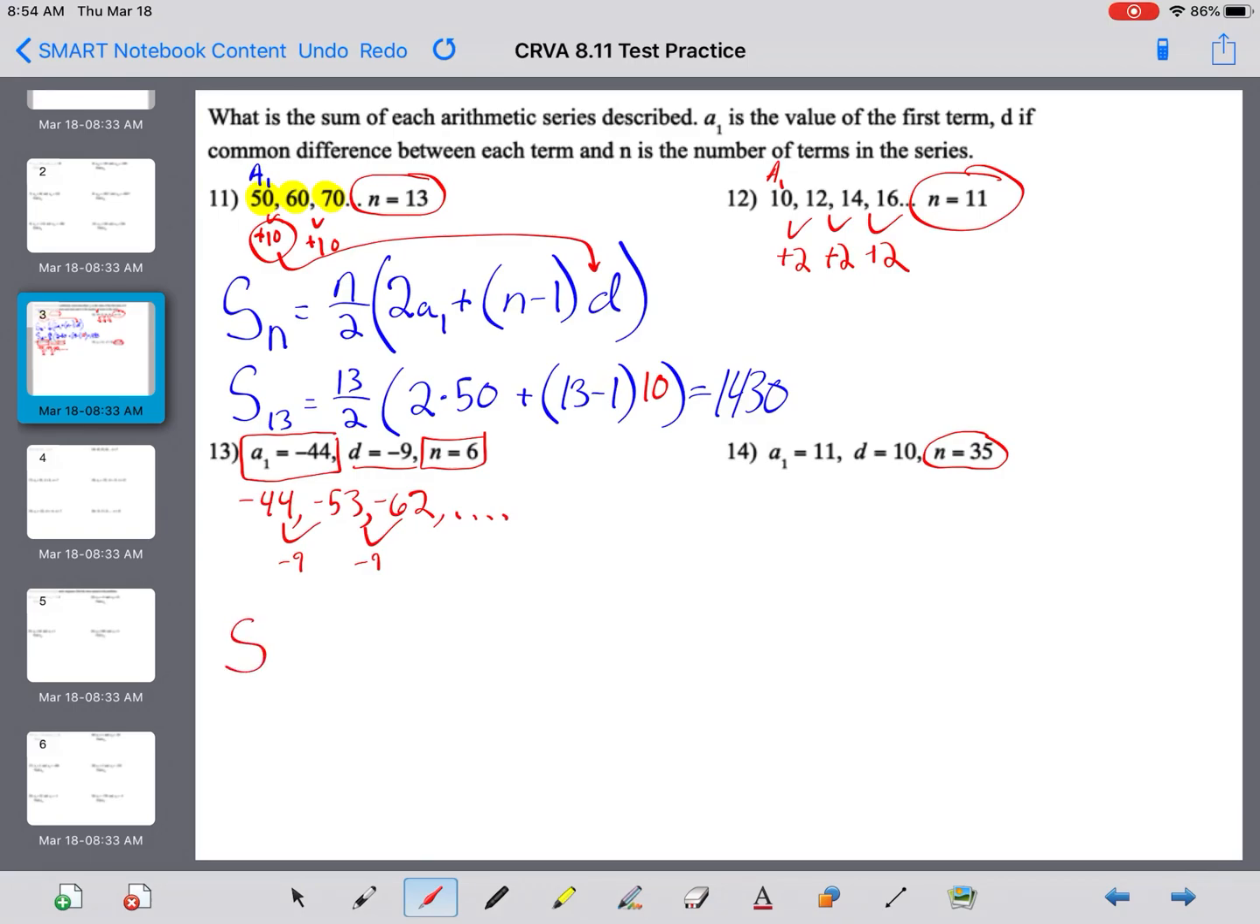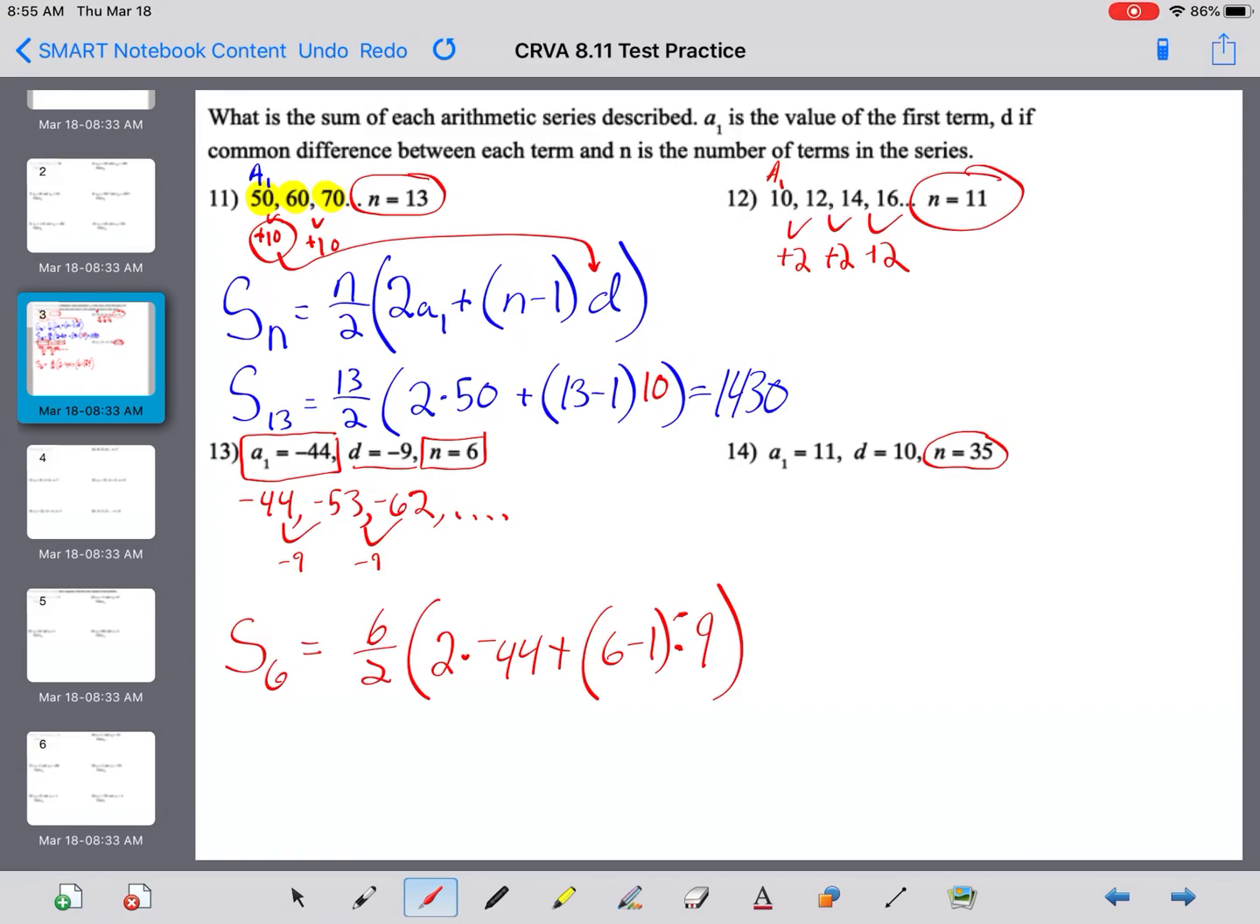Alrighty. So what is the sum of the first 6 terms in this sequence? Well, it's 6 terms, so really you could just add up the 6 terms. You could write them out. But let's know how to use the formula. So you take n, which is 6, divided by 2, times 2 times the first term, which is negative 44, plus the number of terms minus 1, times the average rate of change, or the rate of change, which is negative 9.